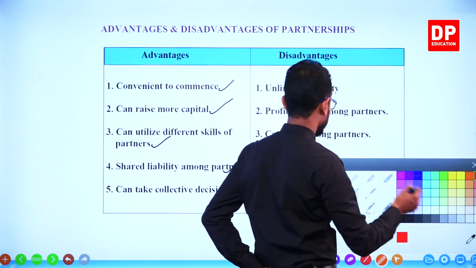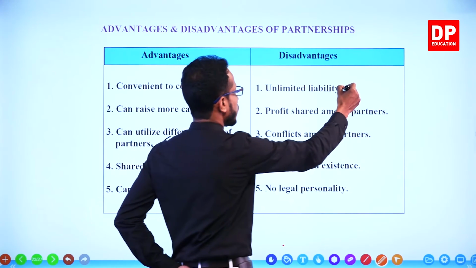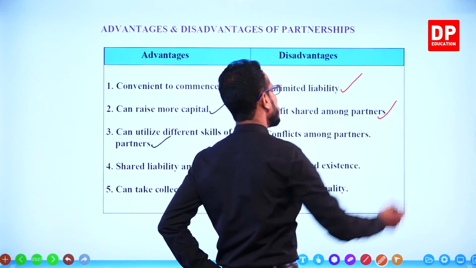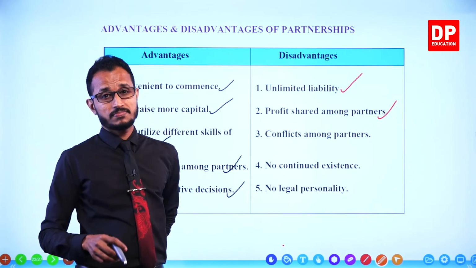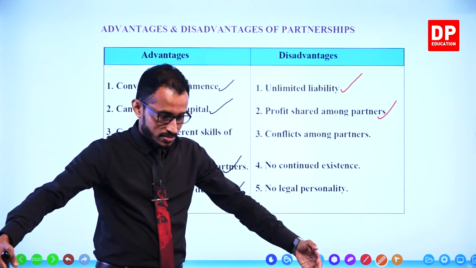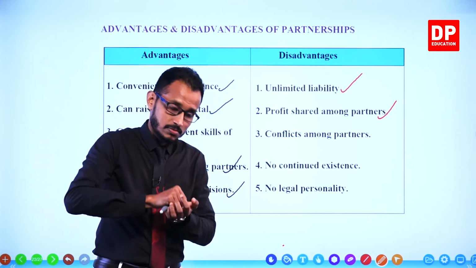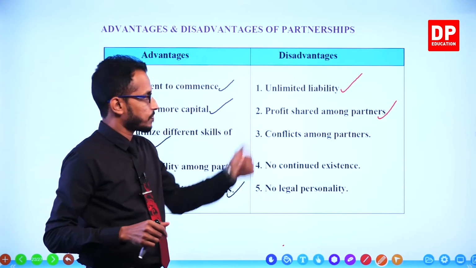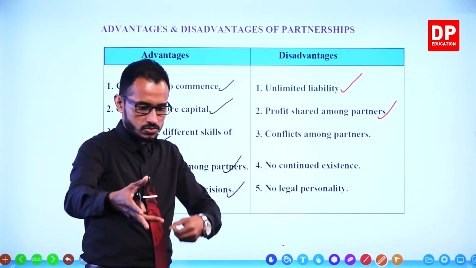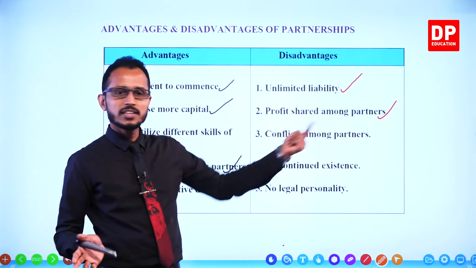Finally, we talk about disadvantages. Unlimited liability, we know that. Profit should be shared. Nobody likes to share the money. You want to keep it all, but you can't do it here. You have to share the profits with your partners. That is a disadvantage.